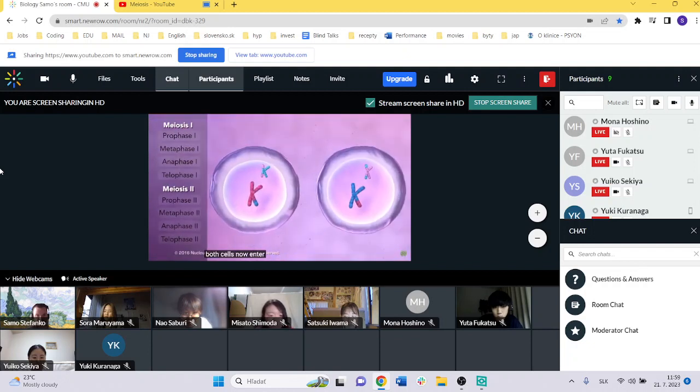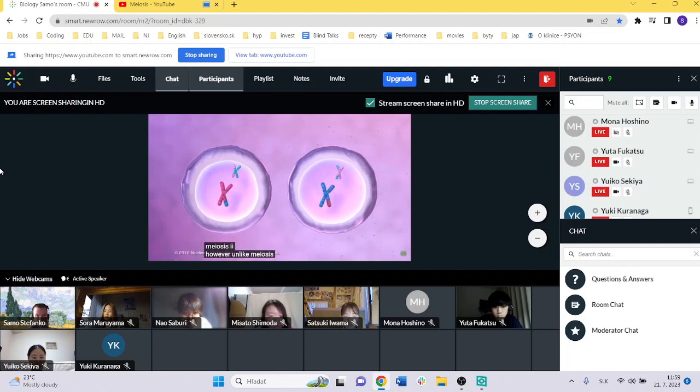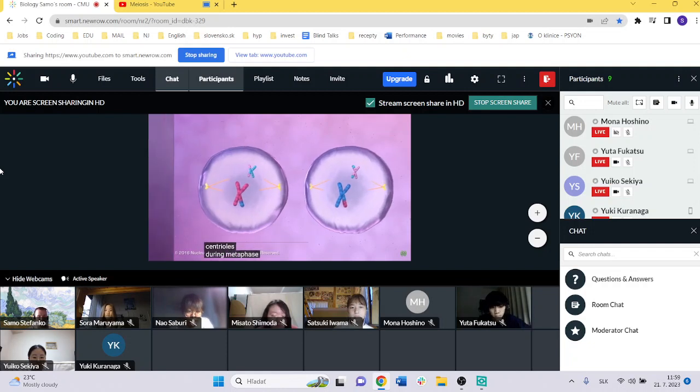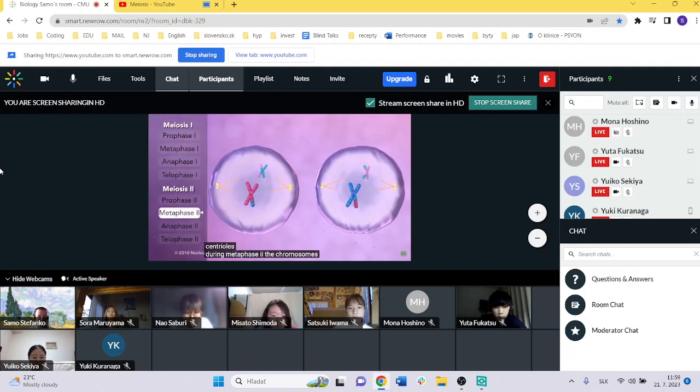Both cells now enter the next stage, meiosis II. However, unlike meiosis I, DNA does not replicate before meiosis II begins. Once again, in prophase II, the nuclear membrane disappears, and spindle fibers fan out from the two sets of paired centrioles. During metaphase II, the chromosomes in each cell line up at the equator and attach to spindle fibers from both poles.